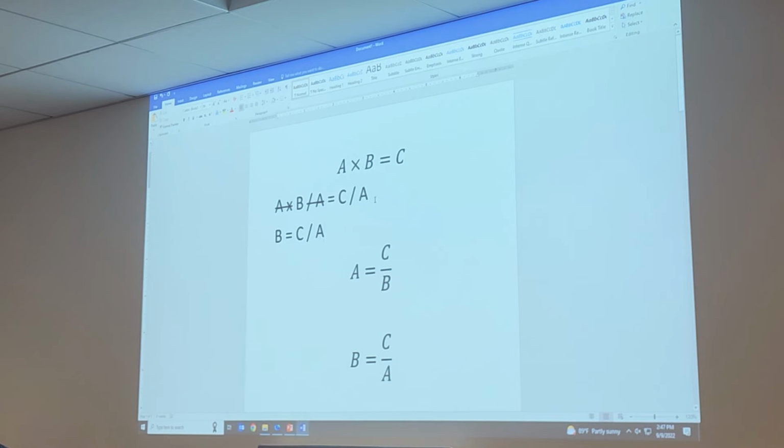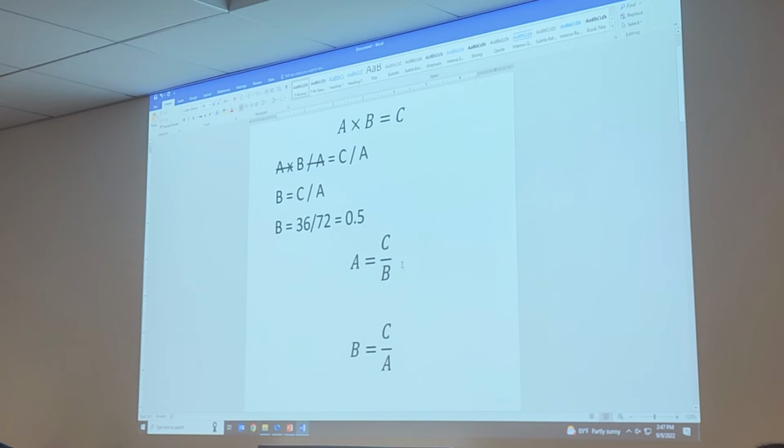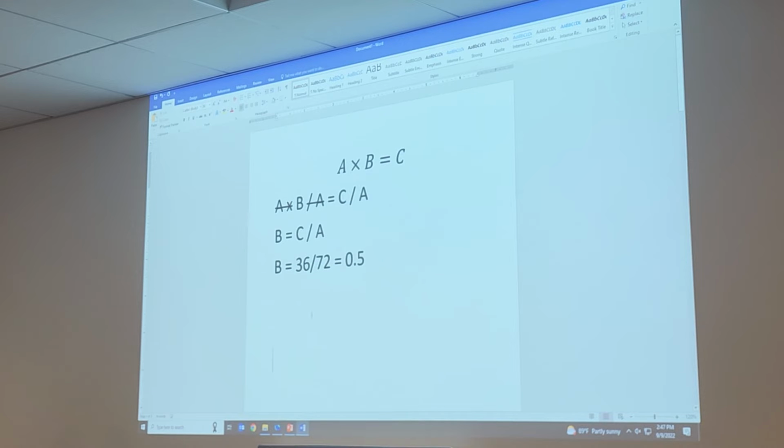And so now our C is 36, our A is 72, so we can just do B equals 36 over 72. Right? Okay. So I did that. Oh, and you get to practice it again. Get it right. All right.